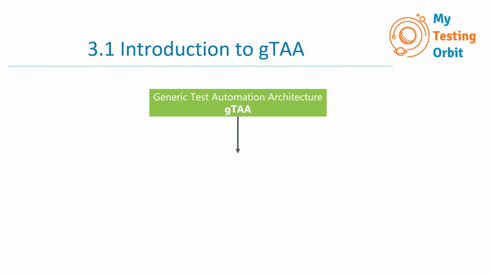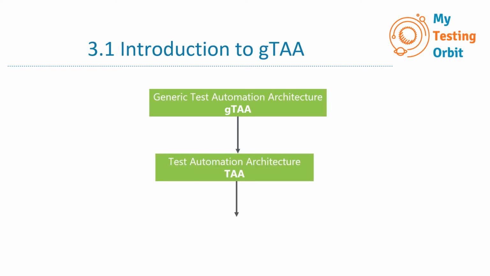So we can say that the gTAA presents the layers, components, and interfaces of a generic test automation architecture, which are then further redefined into the TAA, test automation architecture, for a specific test automation solution. So this is the hierarchy for each test automation solution, which is specific to a task. There would be a parent, which will be test automation architecture, and all the different test automation architectures will have one parent, which is gTAA, generic test automation architecture. So I hope that this part is clear.